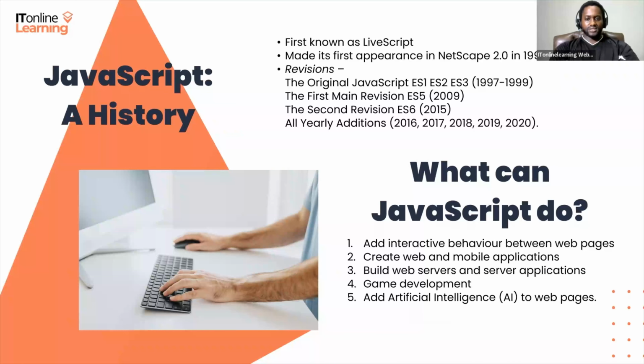So let's discuss what JavaScript can do. Well, JavaScript can change HTML content, its attribute values, as well as HTML styles. JavaScript can hide or show HTML elements. It's used to create web and mobile applications. It's used in building web servers and server applications. It aids in game development. And it's also used extensively for artificial intelligence development as well.